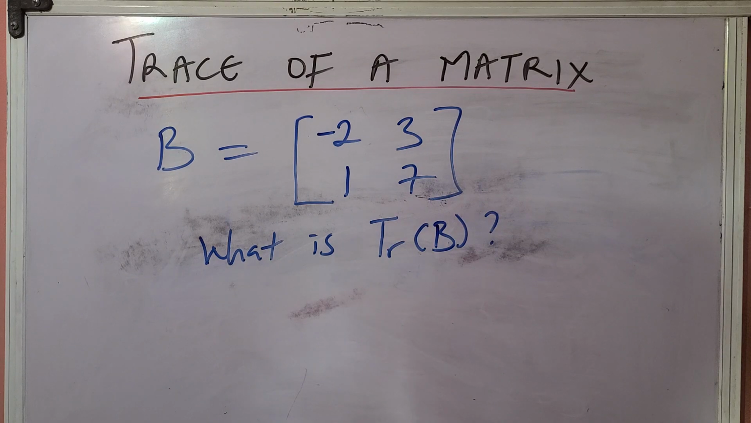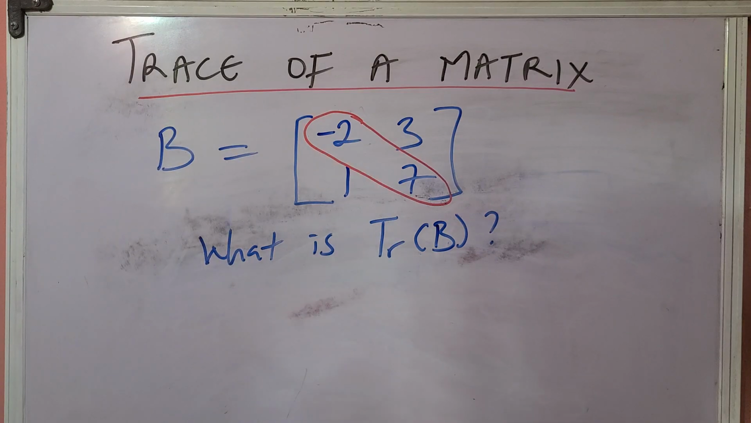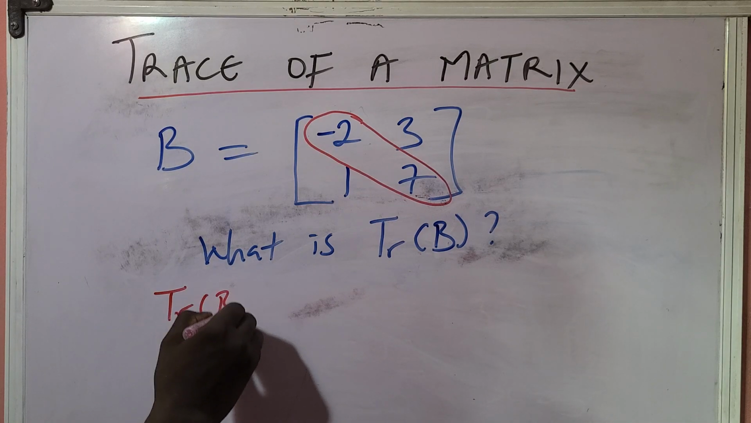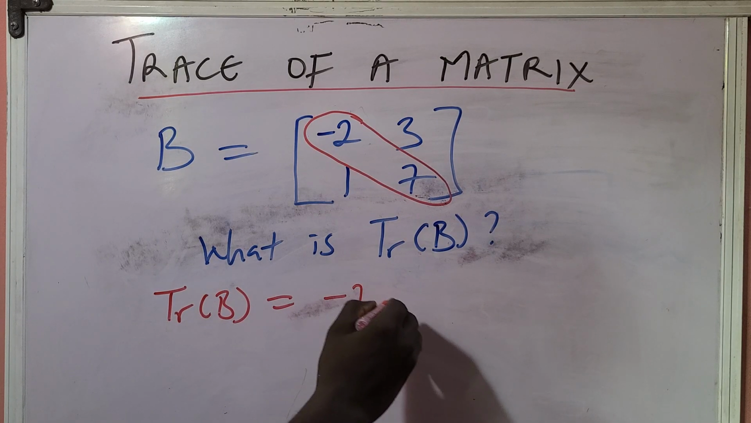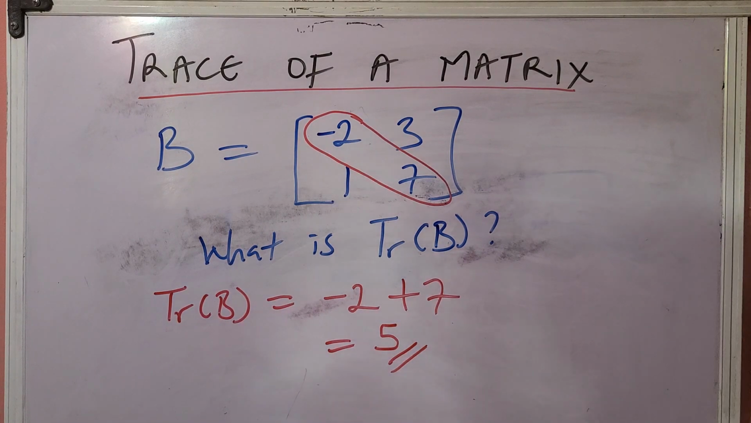Well, as I said earlier, the number one thing you have to do is to identify the leading diagonal of the matrix. The top left to the bottom right gives you your leading diagonal. So this is the leading diagonal of matrix B, the elements of the leading diagonal being -2 and 7. The trace of matrix B obviously will be the summation of the elements of the leading diagonal. Therefore, we have the trace of B given as -2 plus 7. We will be having the value to be 5.